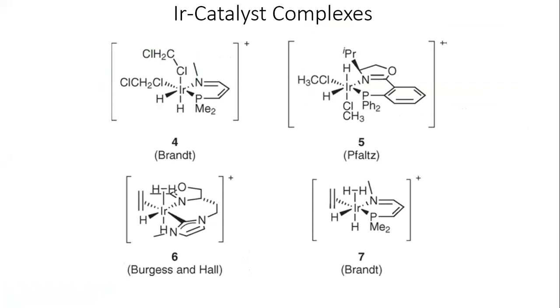All right, so while we're talking about iridium, these are some of the proposed catalyst models for iridium. You can see right here the dichloromethane is how the solvent is proposed to coordinate to the iridium in the Brandt model. You have your ligand here, and then you have your solvent here. And it's a dihydride complex. And then in the Pfaltz model, you have the hydrogen here and here, and the solvent here, right?